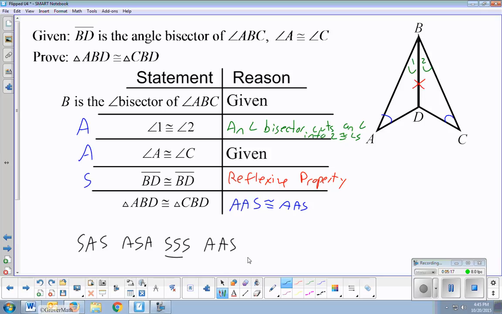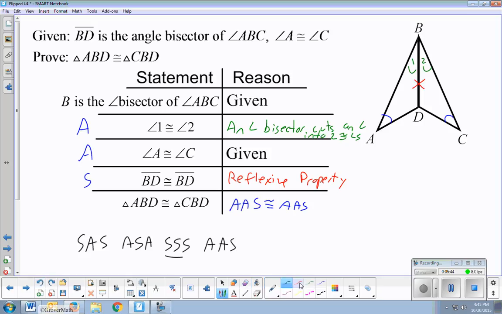The answer is no, because think, you can make a really small equilateral triangle. Here's my equilateral triangle. I can make a really small equilateral triangle. The angles are 60, 60, 60. And then I can make a big equilateral triangle. The angles are 60, 60, 60. The triangles are not congruent. So three angles congruent to three angles does not prove congruency. It proves something called similarity, but that's for another chapter.